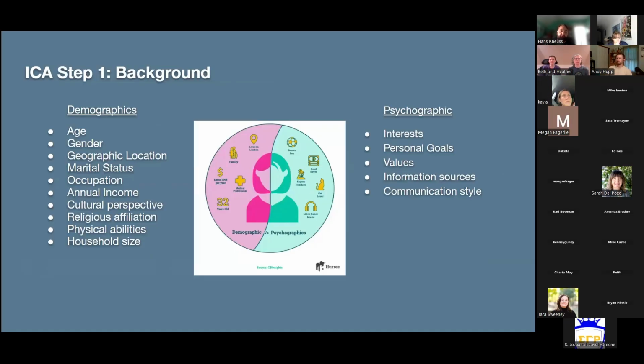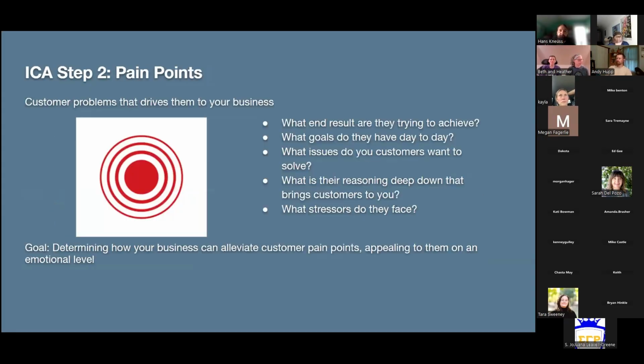So how do you create an ICA? Step one, just on your own, you want to think about demographics and psychographics. So age, gender, geographic location, all these things listed here. Think in your own mind about the customers you know or the customers you're predicting. What are these approximate people you're trying to reach? It's also really important to look at their interests, personal goals, and values, to think about this whole person that would be your ideal customer. If you could have everybody have these certain things, what would it look like? Communication styles are a very important one as well, in order to reach them effectively.